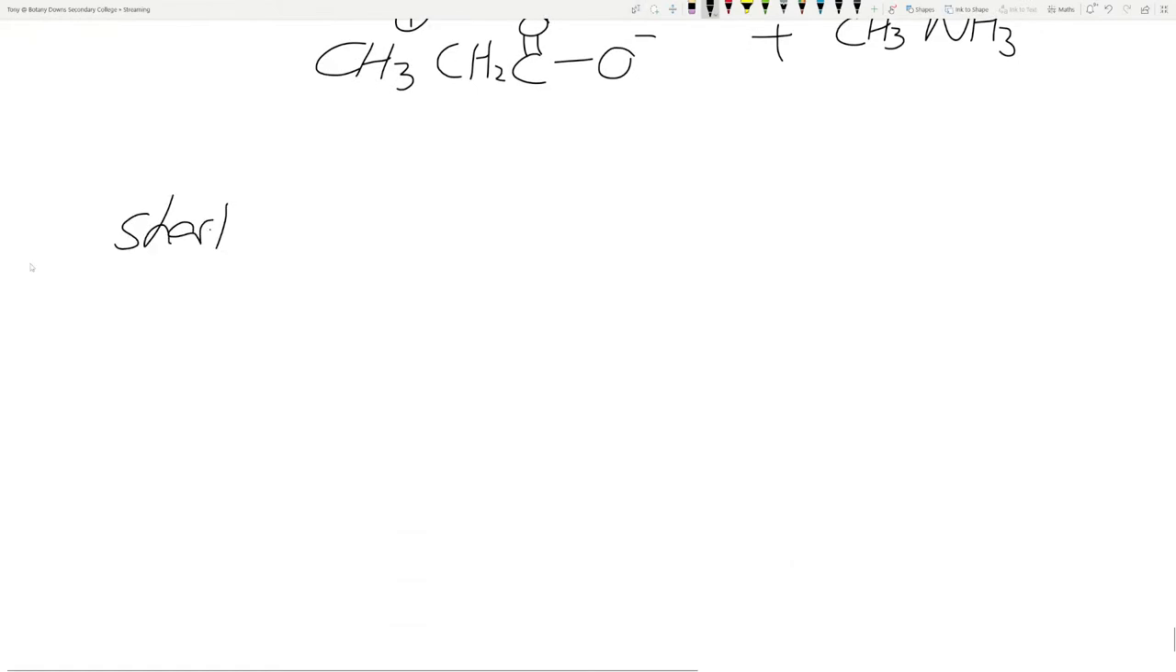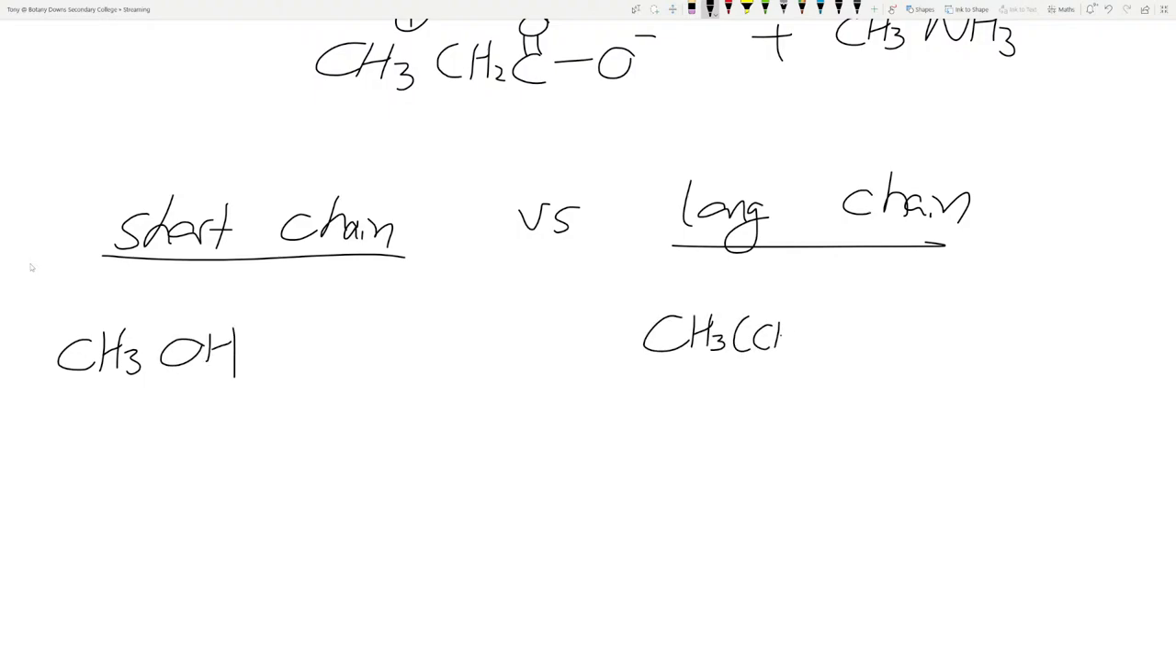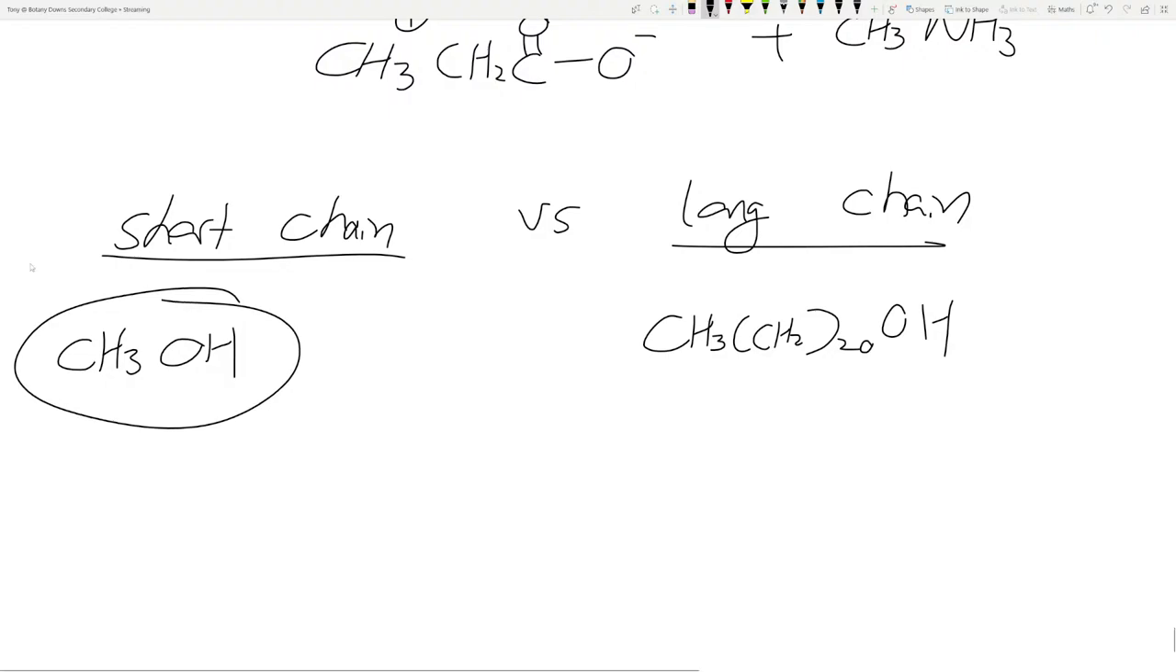So short chain versus long chain. This is, again, not a very exam focused question, but it's really interesting. If you think about this, this is CH3OH versus CH3CH2, let's say 20OH. What is the difference? If we have a short chain alcohol, the OH group is polar. And if we want to dissolve in water, obviously polar dissolves in polar, force of attraction.